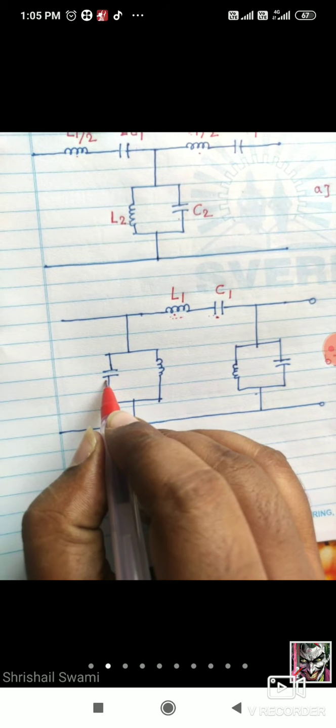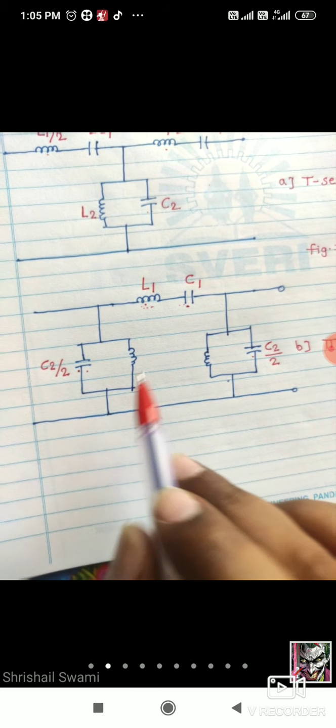L1 and this is C1 by 2. Singles are there, so whenever the single is there, it is L1 C1. Okay, L1 C1. Now tell me here, capacitors are connected in parallel. When two capacitors are connected in parallel, what is that value? C2 by 2, C2 by 2. Understood? When inductors are connected in parallel here, that is 2L2 and this is also 2L2.